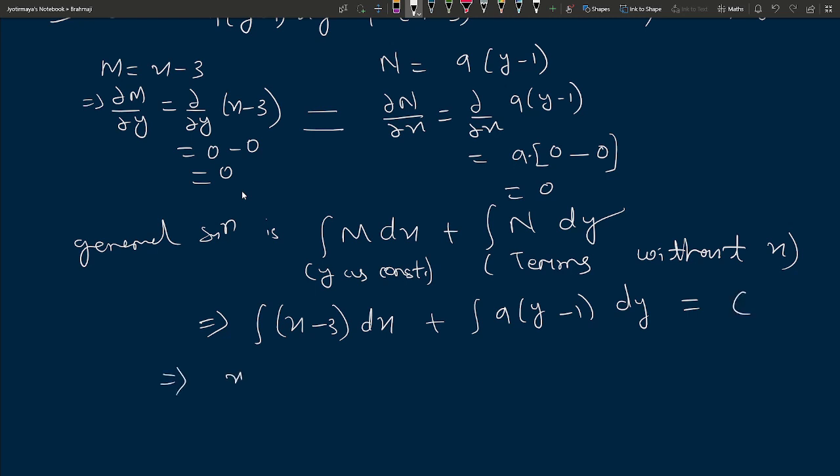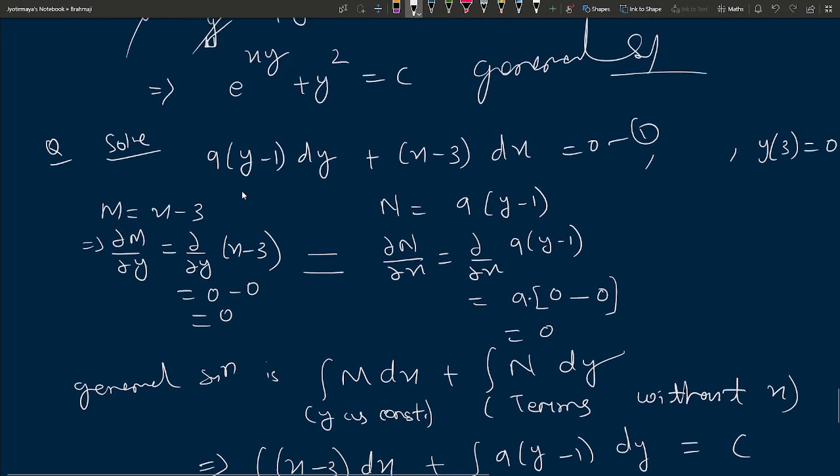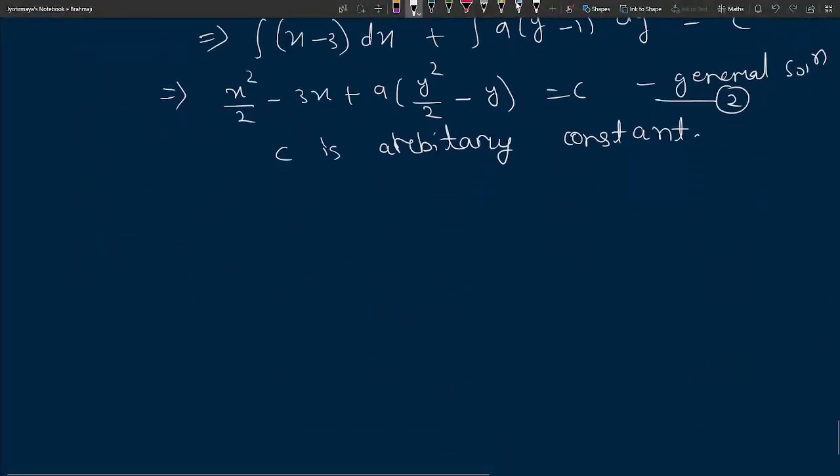Now integration of x is x square by 2 minus 3x plus 9 into integration y dy is y square by 2 minus integration 1 is y equal to c. Now this is your general solution. Now give it equation 2. What is c? C is an arbitrary constant. Now using the given condition y of 3 is equal to 0, we shall find the value of c.